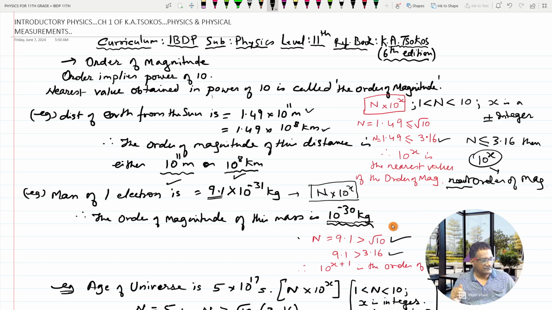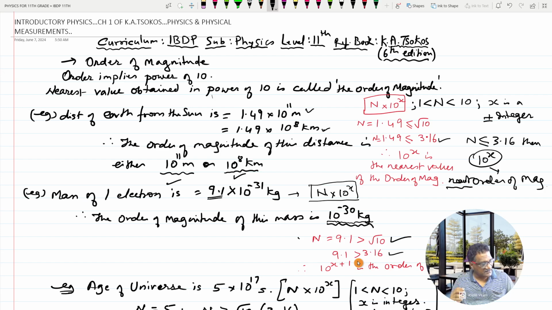The nearest value obtained in the power of 10 is something which is tricky. You have seen that in the first case, n was 1.49, which was less than 3.16, and here it was 9.1, which was greater than 3.16. So when n is less than 3.16, you have to take 10 raised to x as the order of magnitude. And if it is greater than 3.16, then you have to take 10 raised to x plus 1 as the order of magnitude.